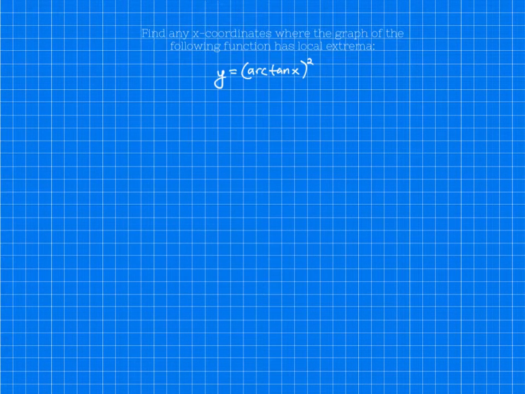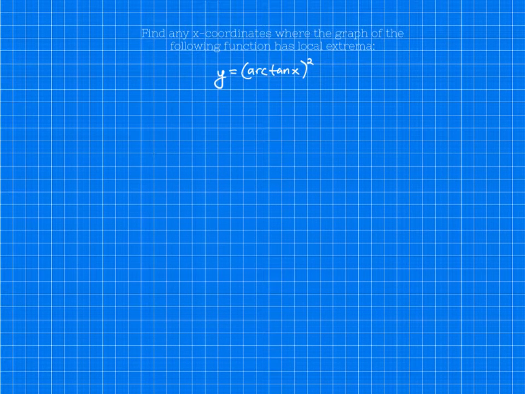Okay, so the first problem here, a little bit of a differentiation practice problem. Find any x coordinates where the graph of the following function has local extrema. So we want to find the x coordinate where a local max or min happens, if there are any, and then identify whether it's a local max or whether it's a local min.